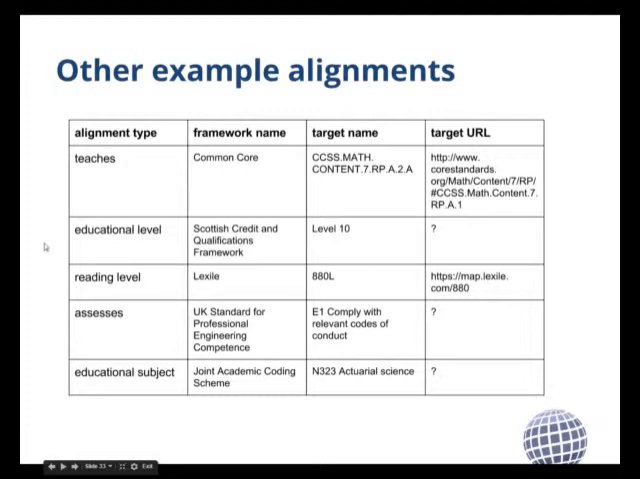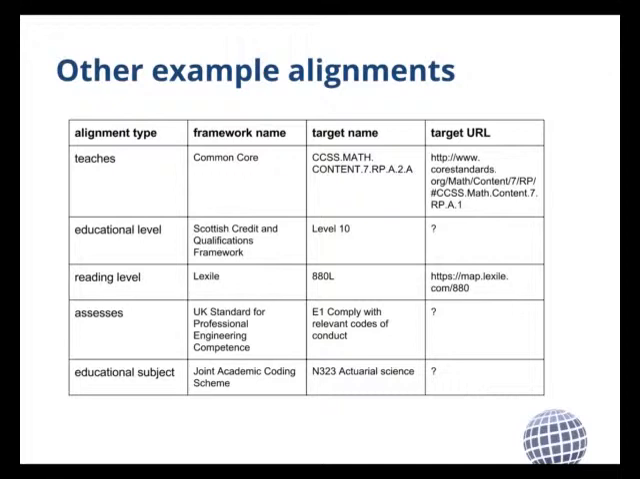Other alignments that can be expressed, a few examples of them, are that you might choose to express an alignment to any other framework of competencies or shared curriculum, for example, the Common Core. So you can say that the resource teaches something from the Common Core that has the target name css.math.content.7, blah, blah, blah. Or you might express an alignment of type educational level, for example, to a thing that we have here in Scotland that's called the Scottish Credit and Qualifications Framework, to level 10, which is undergraduate level. Unfortunately, the SCQF doesn't provide target URLs, so you can't provide a URL for that.